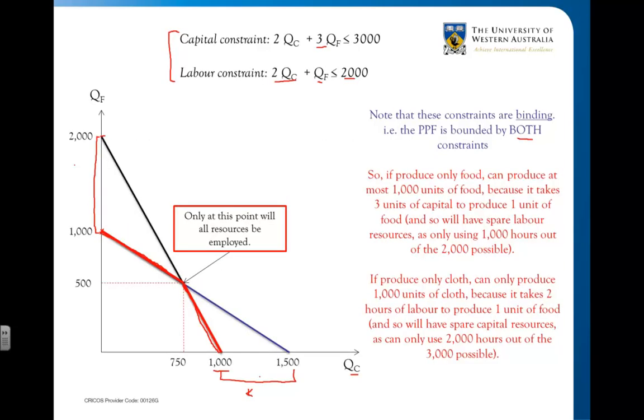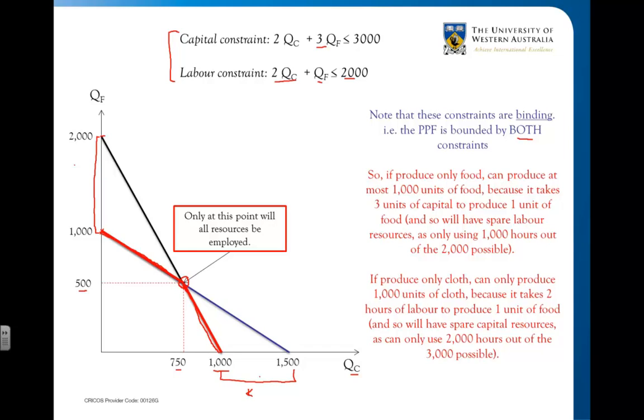And moreover, I guess I need to mention this point here where the kink is, where the slope goes from here and then down, this is actually the only point where we have no unused resources. All resources are going to be employed, and you can actually plug in the numbers here to see that we're going to be using all of our labour, and only at this point we're going to be using all of our labour and all of our capital.